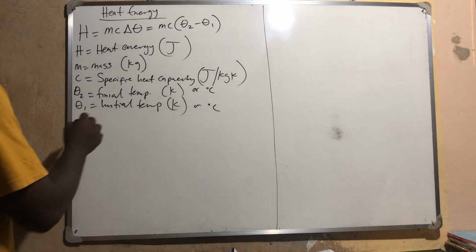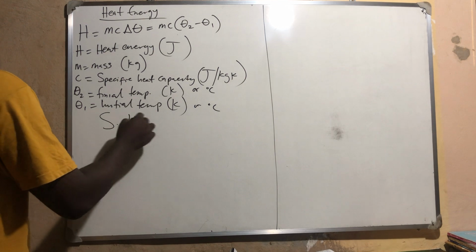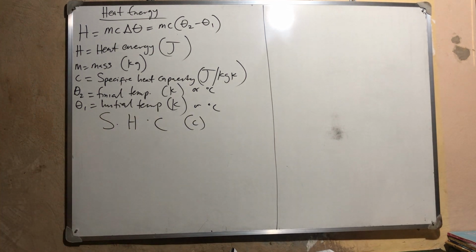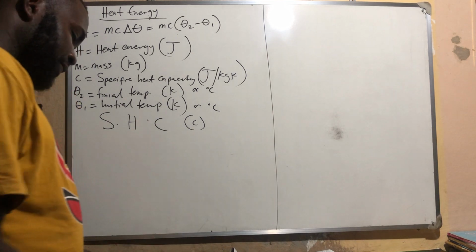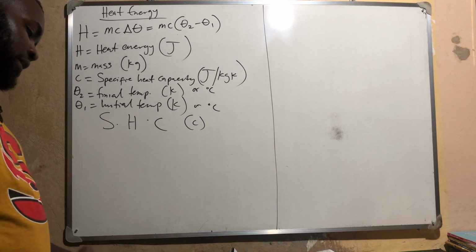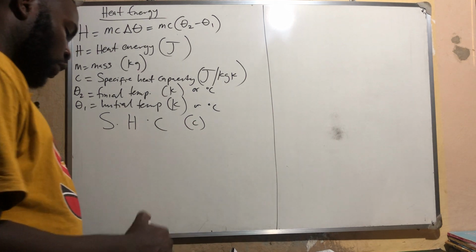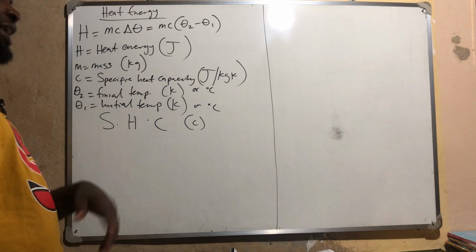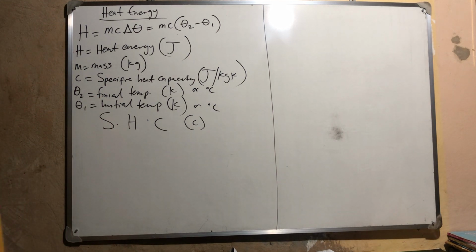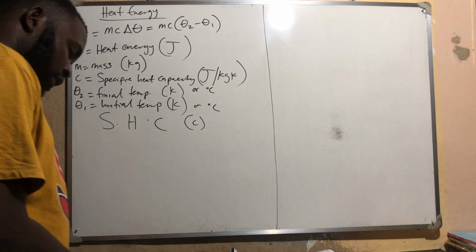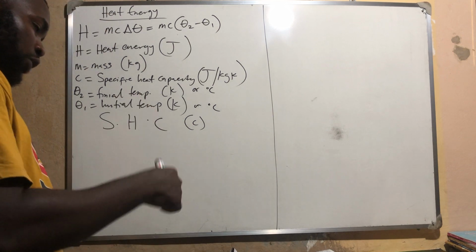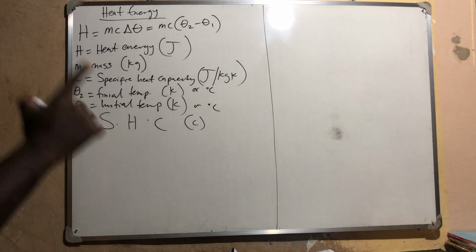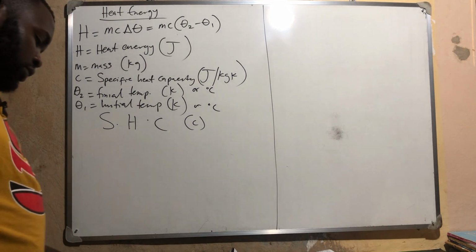So write a subheading for me: specific heat capacity. We represent it with C. The specific heat capacity of a body is defined as the quantity of heat energy needed to raise the temperature of a unit mass, that is 1 unit mass of a body, by 1 Kelvin.